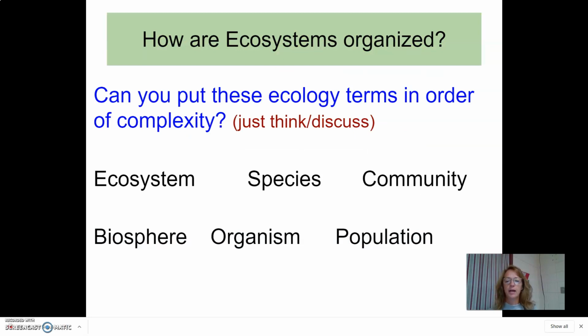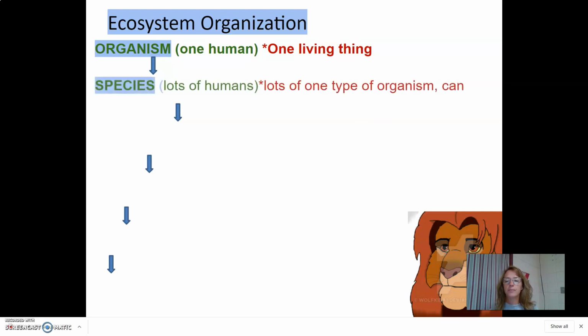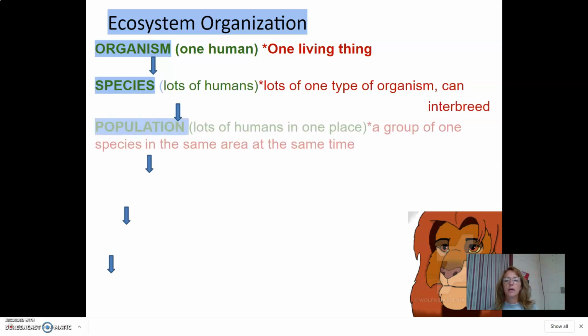Next thing, how are ecosystems organized? Again, if we were actually live in class, we would talk about this. You need to know the definitions of all of these levels. So one living thing is one organism. Put lots of those together and you can call it a species. Count the number of species, you can call it a population. Make sure you know the definition of a species. We'll get back to this at the end of the year again, but you can interbreed, and I should add to that, you can create a viable offspring.